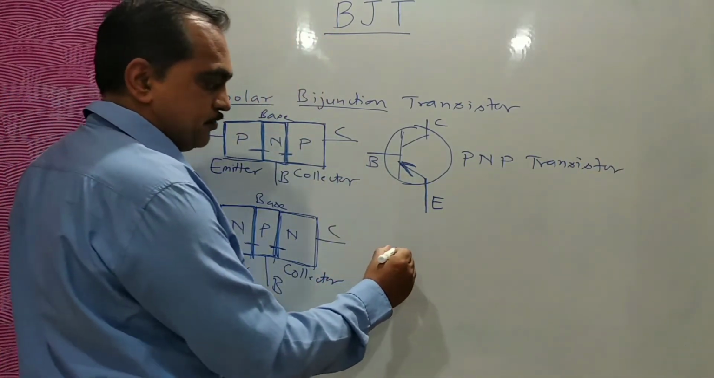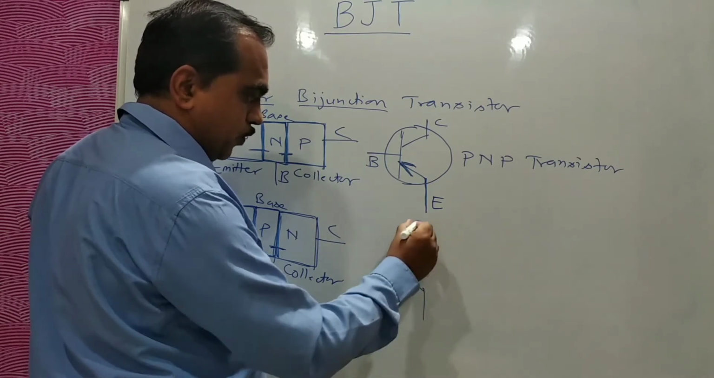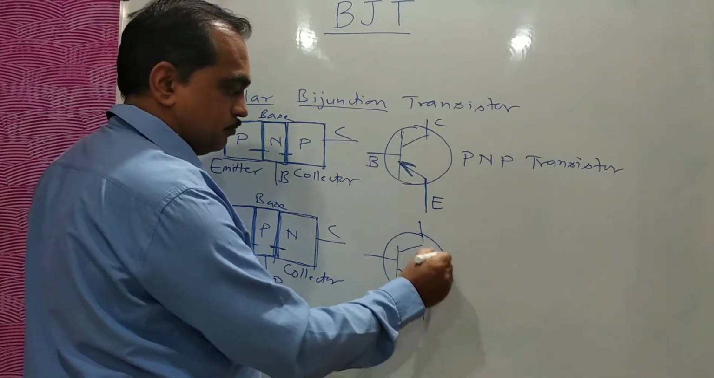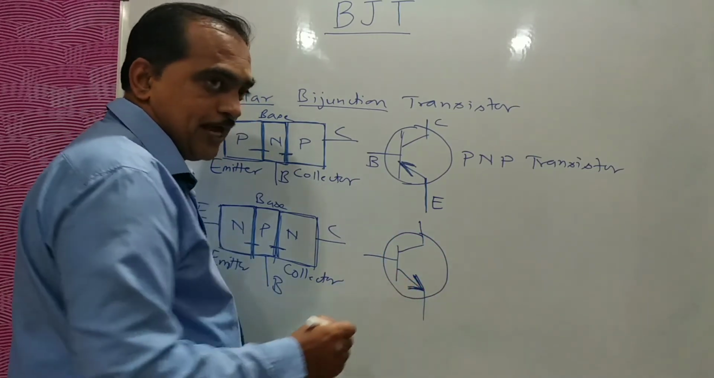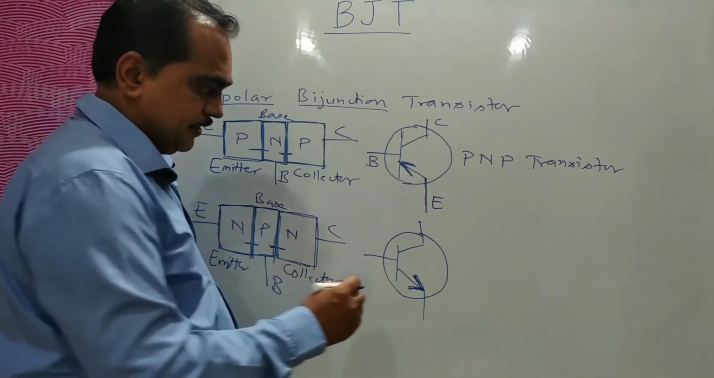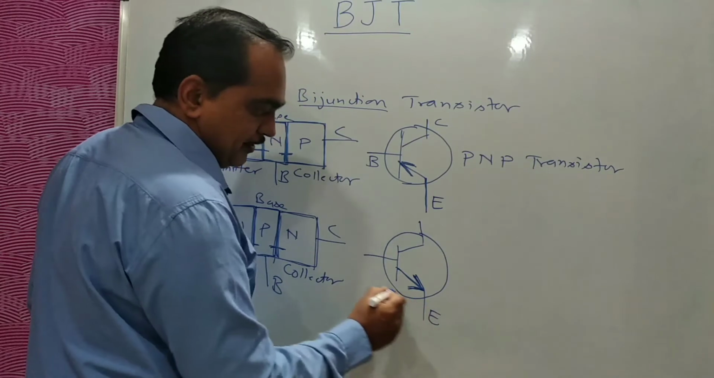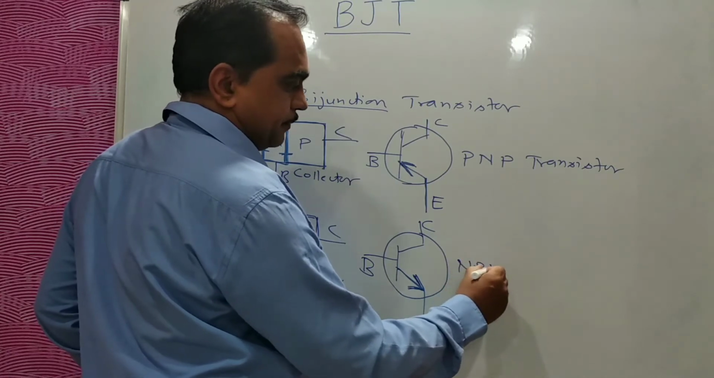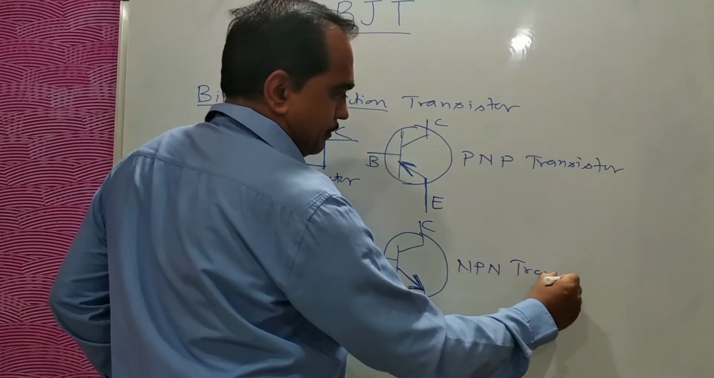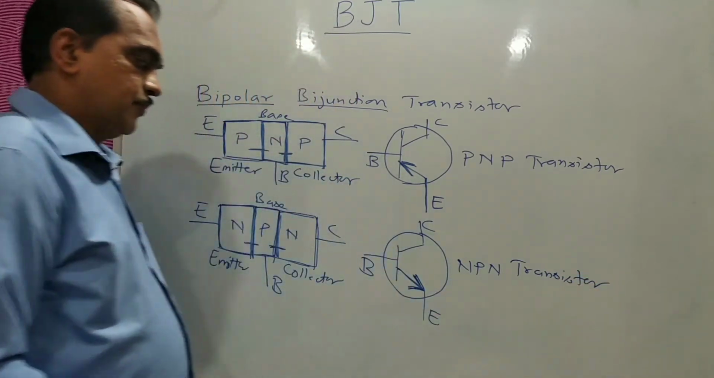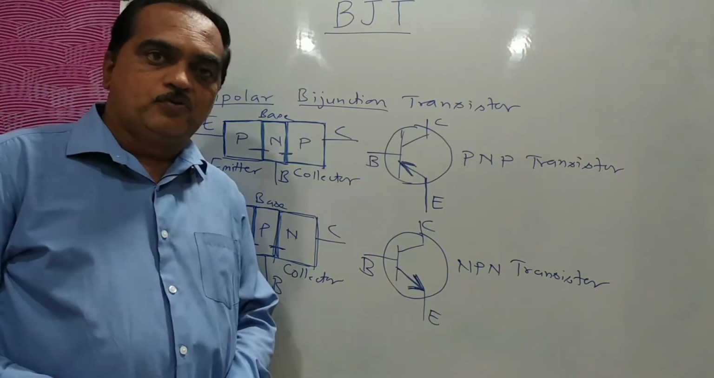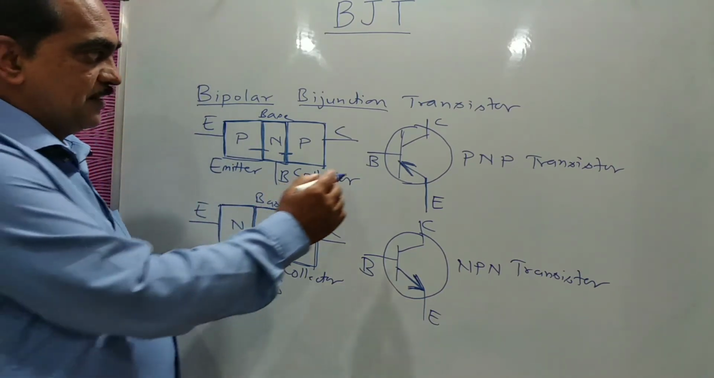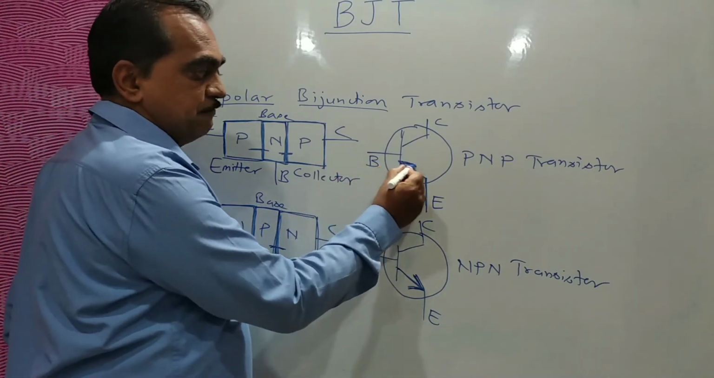Similarly, the symbol for the NPN transistor will be like this. The arrow will be just opposite to PNP. The arrow indicates the flow of conventional current, and that arrow indicates your emitter terminal here. This will be the base and this will be the collector. So this is your NPN transistor. These are the two types of BJT, one is PNP and one is NPN. In both the symbols you can see the difference of the arrow.